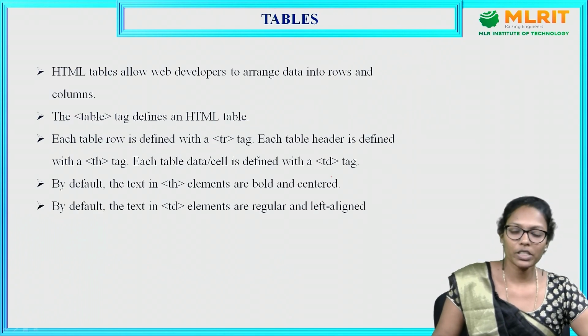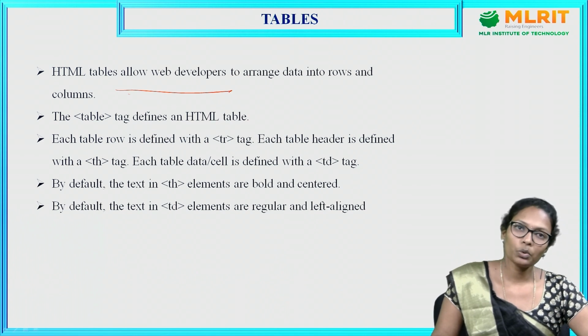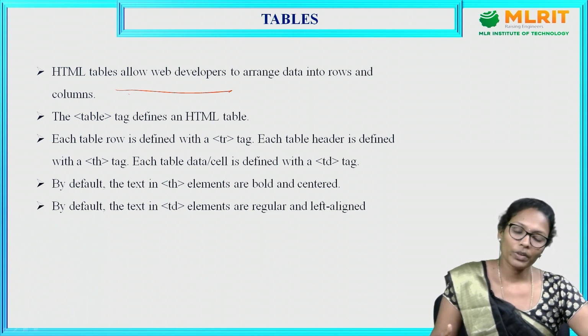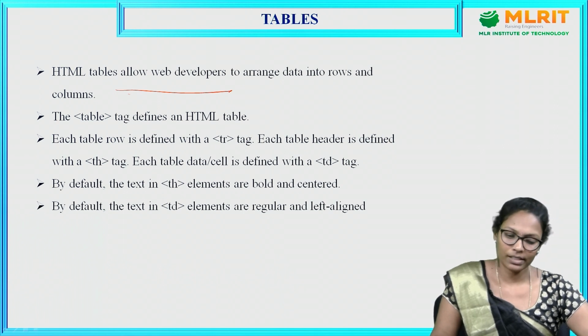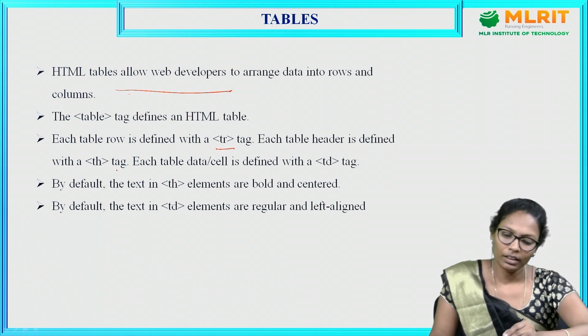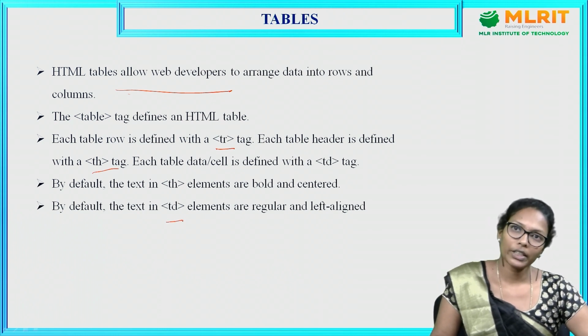So the use of tables is that it allows the web developer to arrange the data in terms of rows and columns. We know the table representation. A table is nothing but a collection of rows and columns. Whenever you want to display data in terms of rows and columns, you need to use the table tag. In this table tag, we have some sub tags like the tr tag, th tag and td tag.